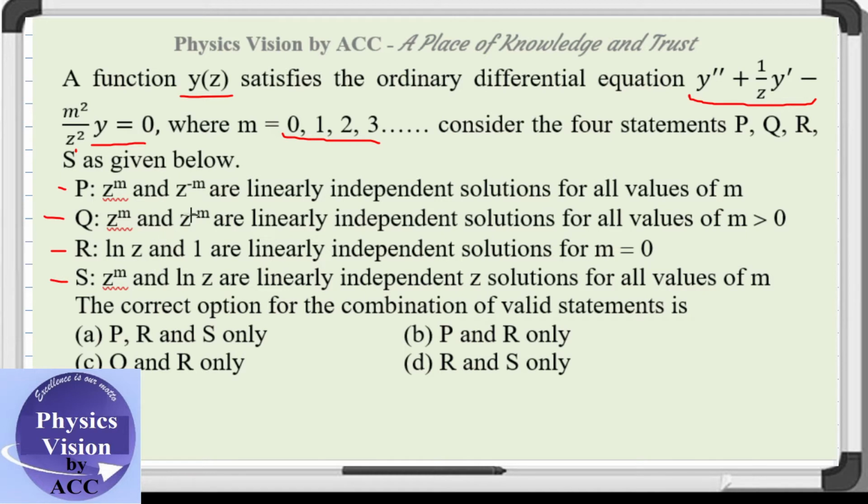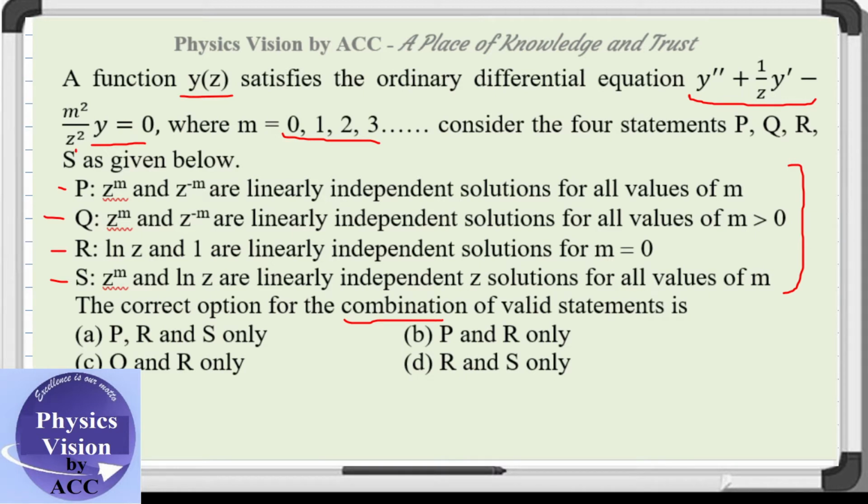What we need to do is check the correct option for the combination of valid statements, that is, which of these statements is true. We need to validate that.